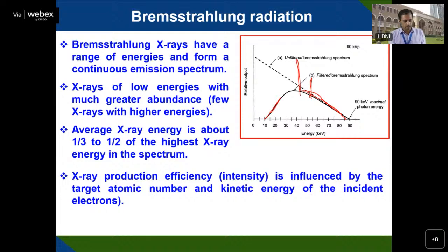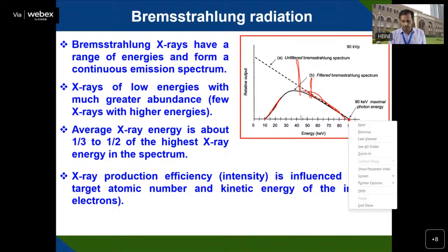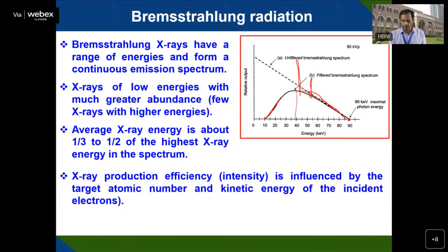X-rays of low energy appear with much greater abundance. Low energy has a greater abundance of this type of background radiation. So the average X-ray energy is about one third to one half of the highest. You can see the highest energy here is 90, so the maximum is around one half, around 40 to 45, or one third. That is where the background radiation is maximum.